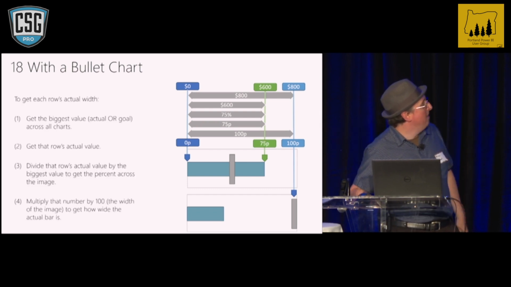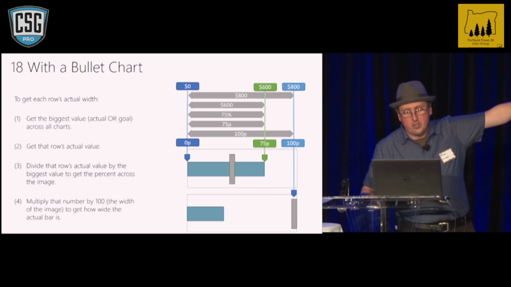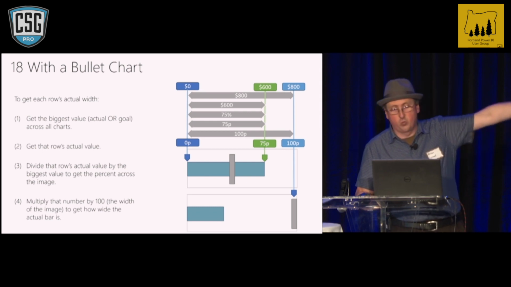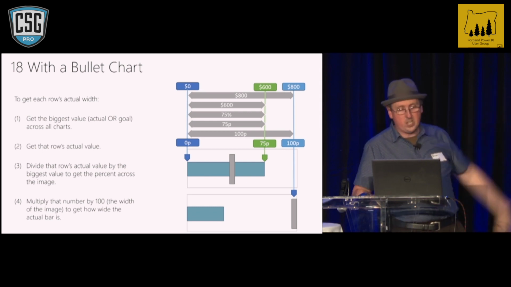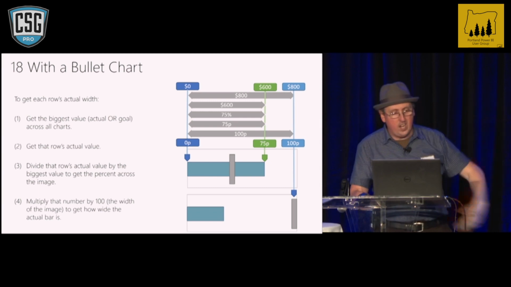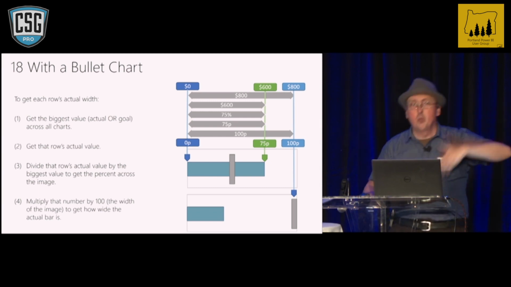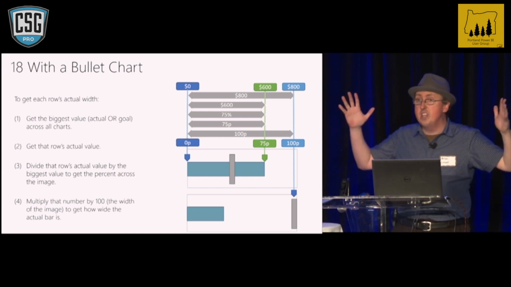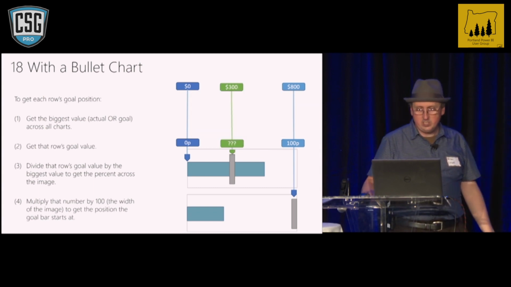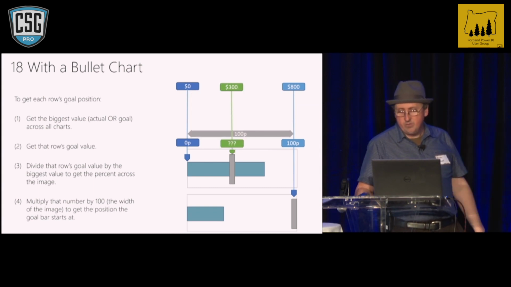For the goal, we're going to do the same darn thing. So here's what we do. We get the biggest value, actual or goal, right? That's the right side of the image. We get that row's actual value. We divide the row's actual value by the biggest value to get the percent across. We multiply that by 100, which is the width of the image, to find our pixel number, right? Just like that. For the goal, we do the same darn thing, right?